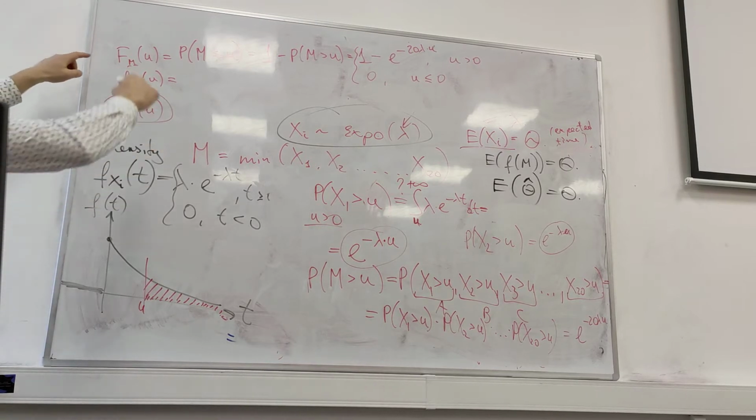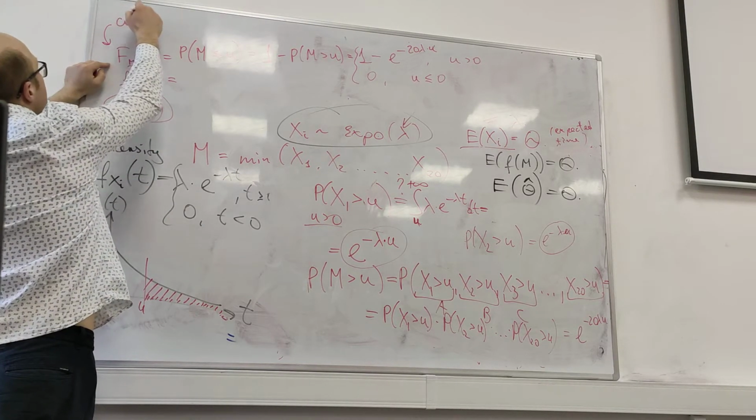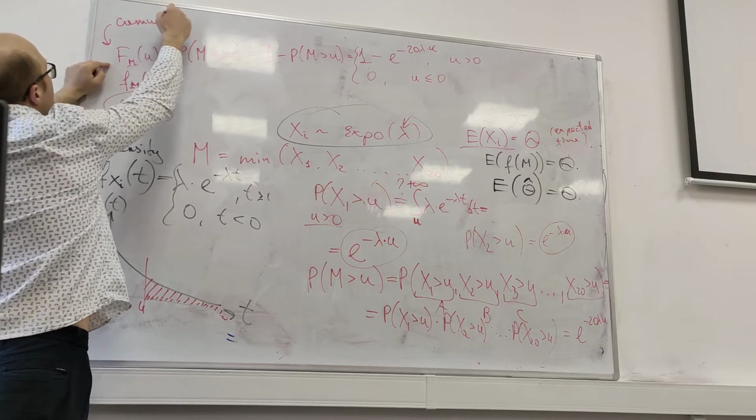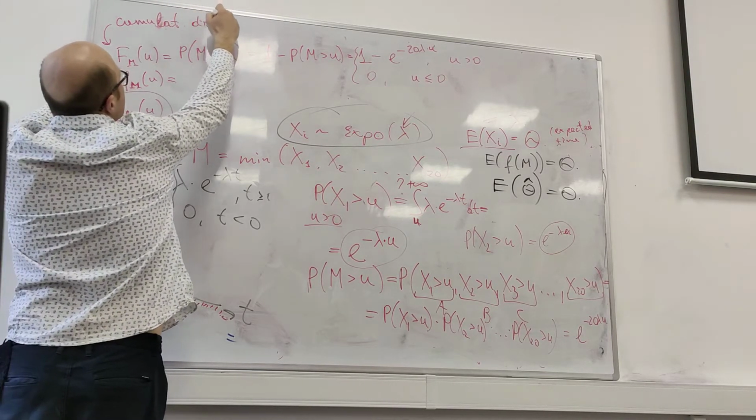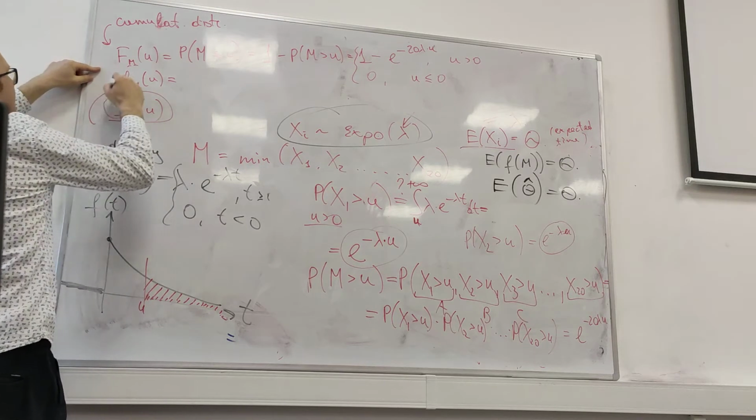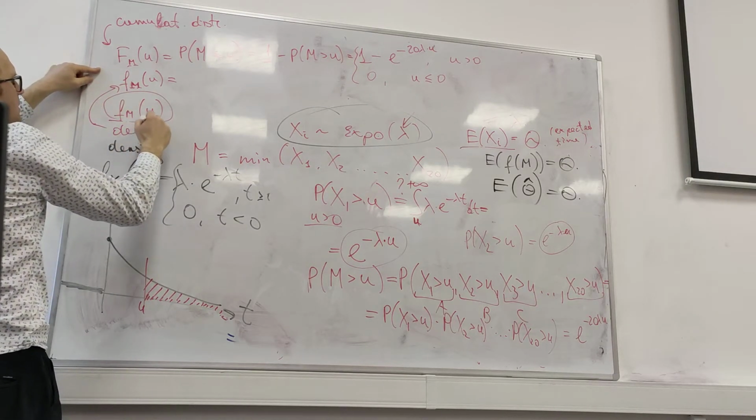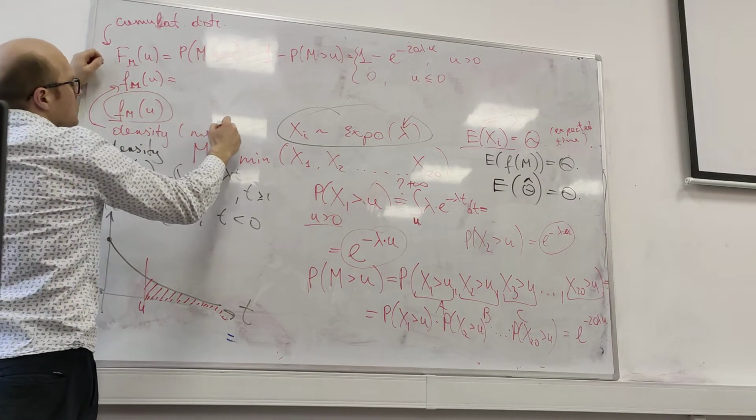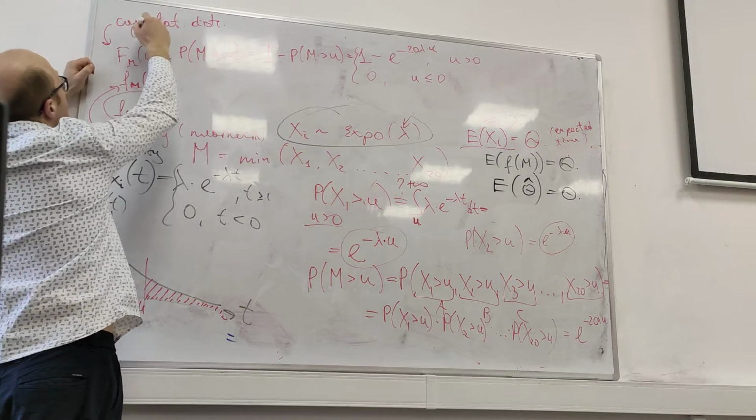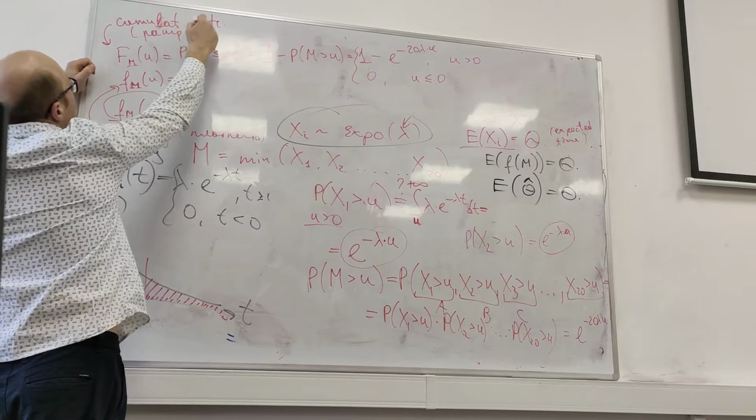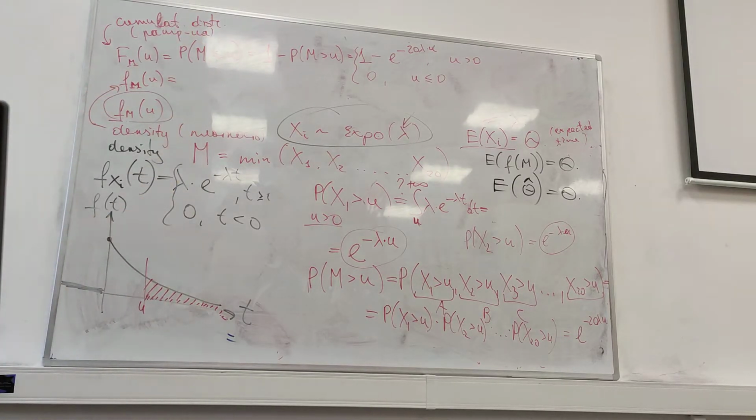This is the cumulative distribution function. This is the density function, density. This is the cumulative distribution function. What is the density if you know the distribution function? The derivative. And what will happen?